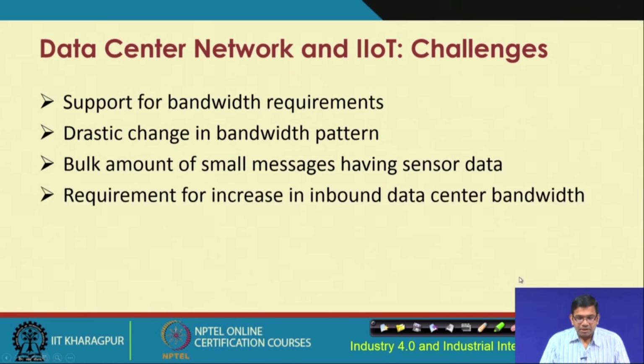So, data center networks support different bandwidth requirements. Because it is a network, there could be dynamic changes in the bandwidth pattern, availability of the bandwidth and so on. So, correspondingly the performance of the data center network will also change. And if we are talking about IIoT, IIoT is a fully distributed system, and these different bandwidth requirements coming from the different parts of the system might also change over time. So, catering to these particular requirements is very important.